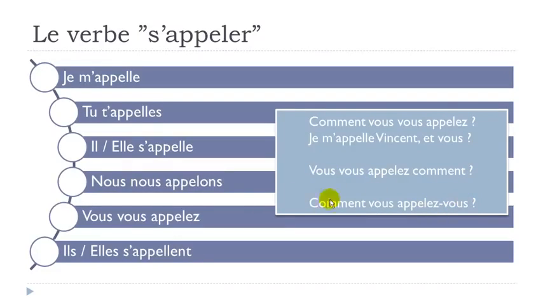And the last one is the more correct form. First you should start with comment, how, and then, as in many languages, you change a little bit the order of the structure of the sentence: vous appelez-vous. That's the real correct way to ask the name of someone. Comment vous appelez-vous? And then you raise your voice. All right, so let's repeat them. Comment vous vous appelez? Vous vous appelez comment? Comment vous appelez-vous? All right.